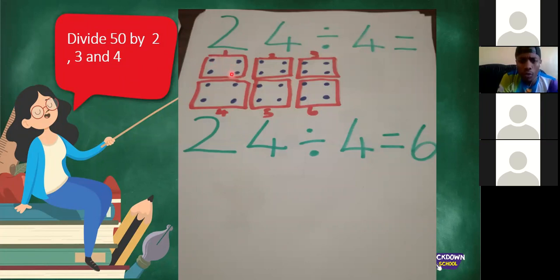The 1, 2, 3, 4, first group. 5, 6, 7, 8, second group. 9, 10, 11, 12, third group. 13, 14, 15, 16, fourth group. 17, 18, 19, 20, fifth group. 21, 22, 23, 24, sixth group. Then you know 24 divided by 4 is 6.